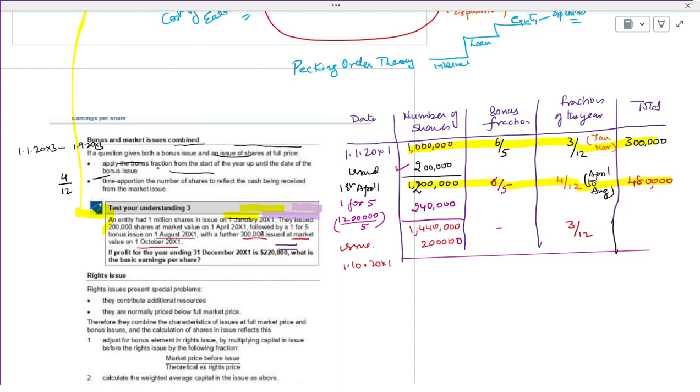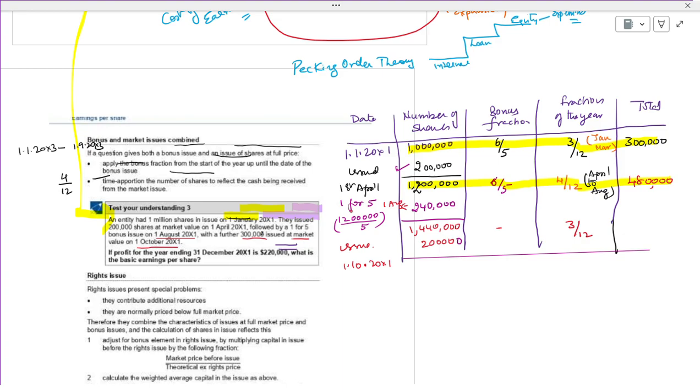See what happens is that when you have 1 million shares, you are issuing 200 shares. Now 200 shares is fine. Again, we are issuing the bonus shares on 1st August. If you are issuing the bonus shares on 1st August, you have to apply the fraction from the start of the year. Because the people who are in the beginning are also eligible, and the people who joined in between are also eligible.